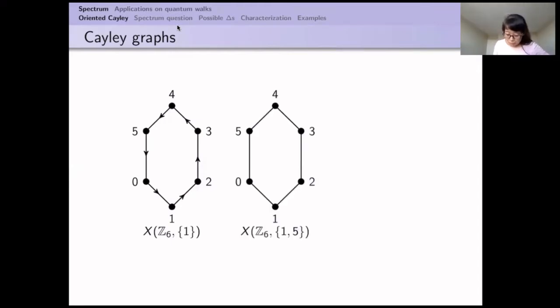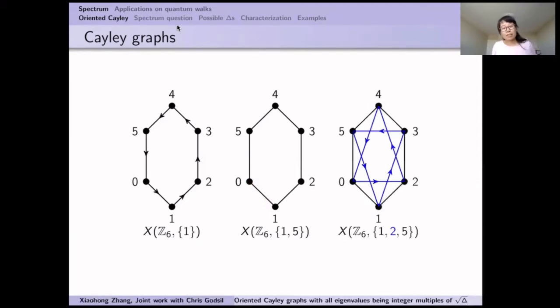Another example, we have the connection set has both 1 and 5. So we will have an arc going from 0 to 1 and 1 to 0. It's the same for each of them. Instead of doing this, we will just draw an edge. We have an undirected graph. Of course, it can also have both edges and arcs. So this element 2 will create this oriented 3 cycle inside. We usually call this a mixed graph.